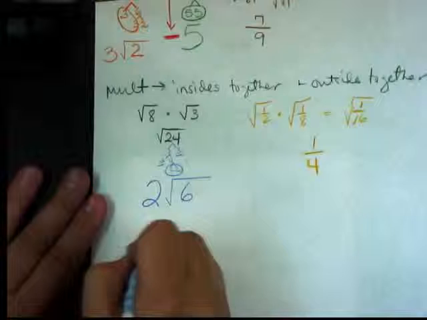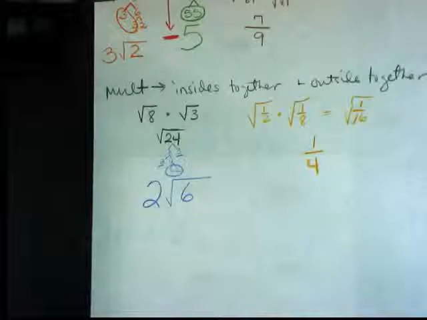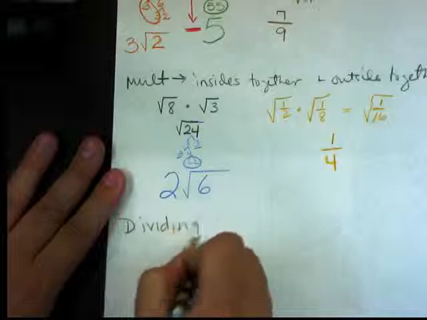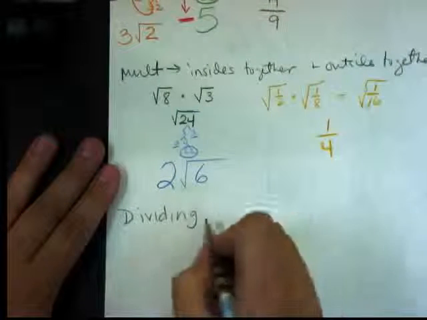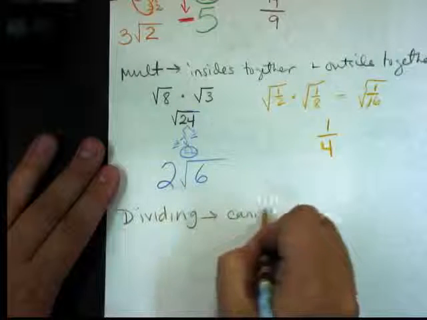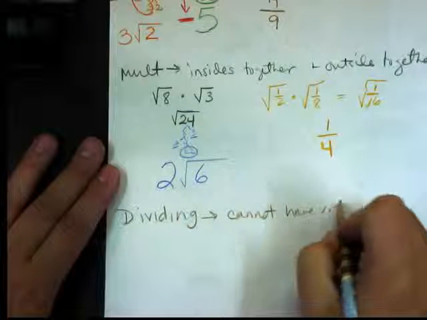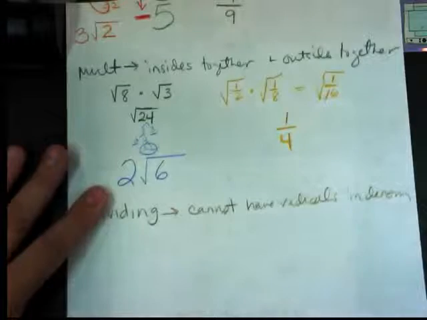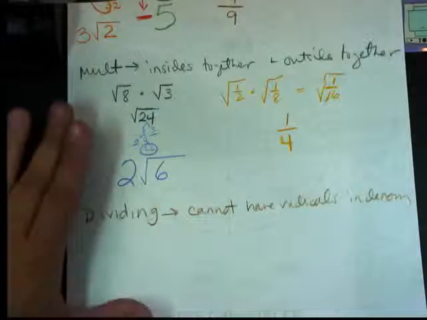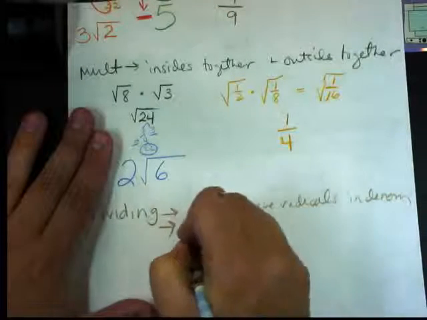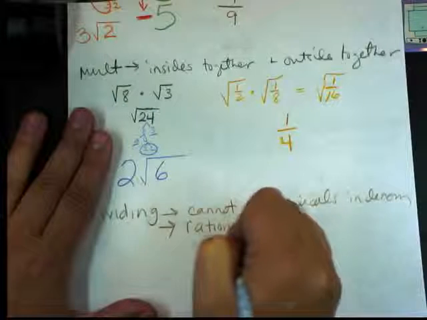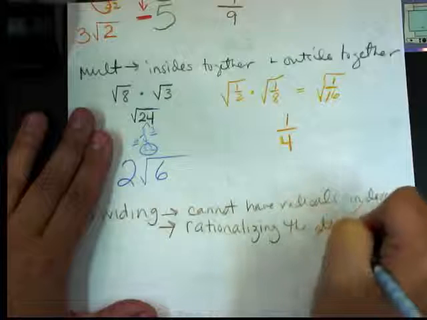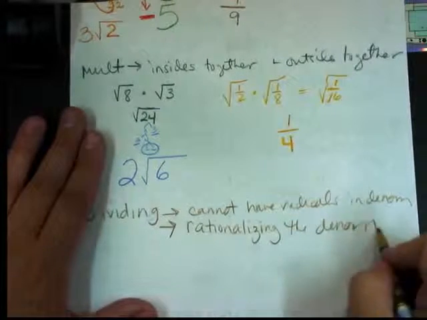Dividing. Ooh, that color doesn't show very well. There we go. When we are dividing, you cannot have radicals in the denominator. If they are the denominator, we do a process that's called rationalizing the denominator.